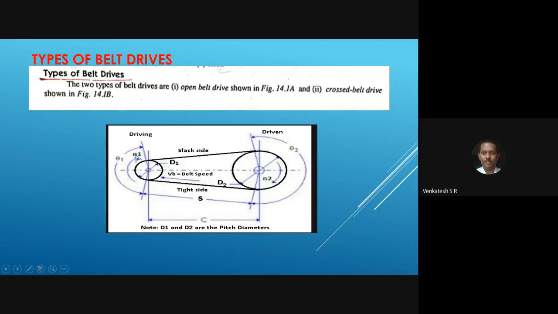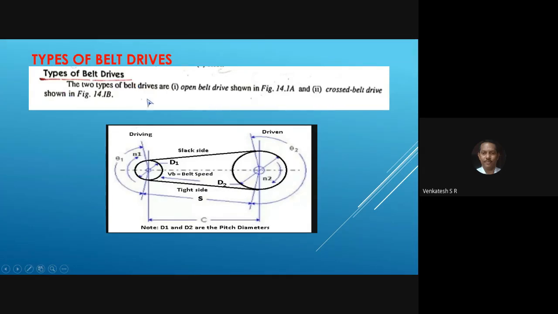That is 10 rotations of the driving pulley. You will get one rotation of the driven pulley. This is called speed ratio: 100 is to 1000, or 10 is to 100. So like this, the speed ratio can be used for calculation.